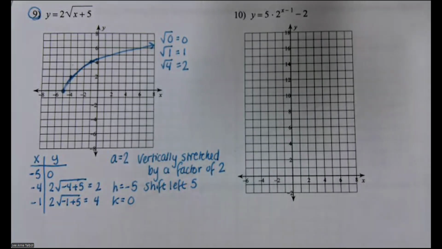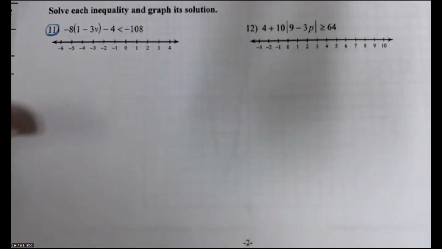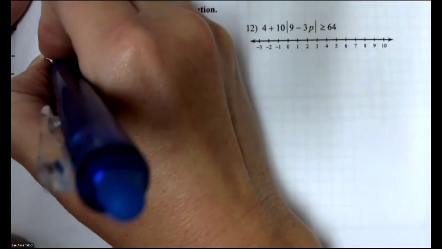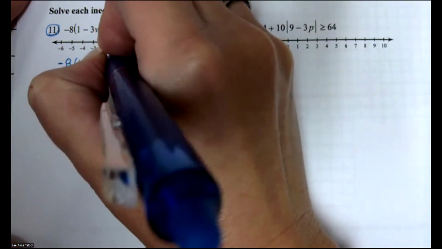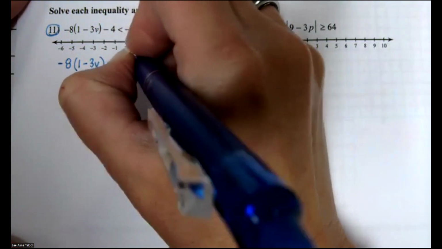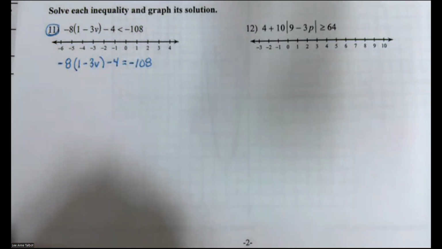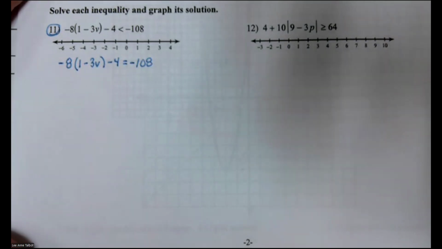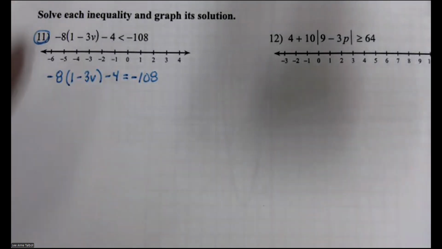Okay, now scooch down to number 11. There's a lot of space. I really don't know why, but okay. Inequalities. Step 1, pretend it's equals. Step 2, solve.